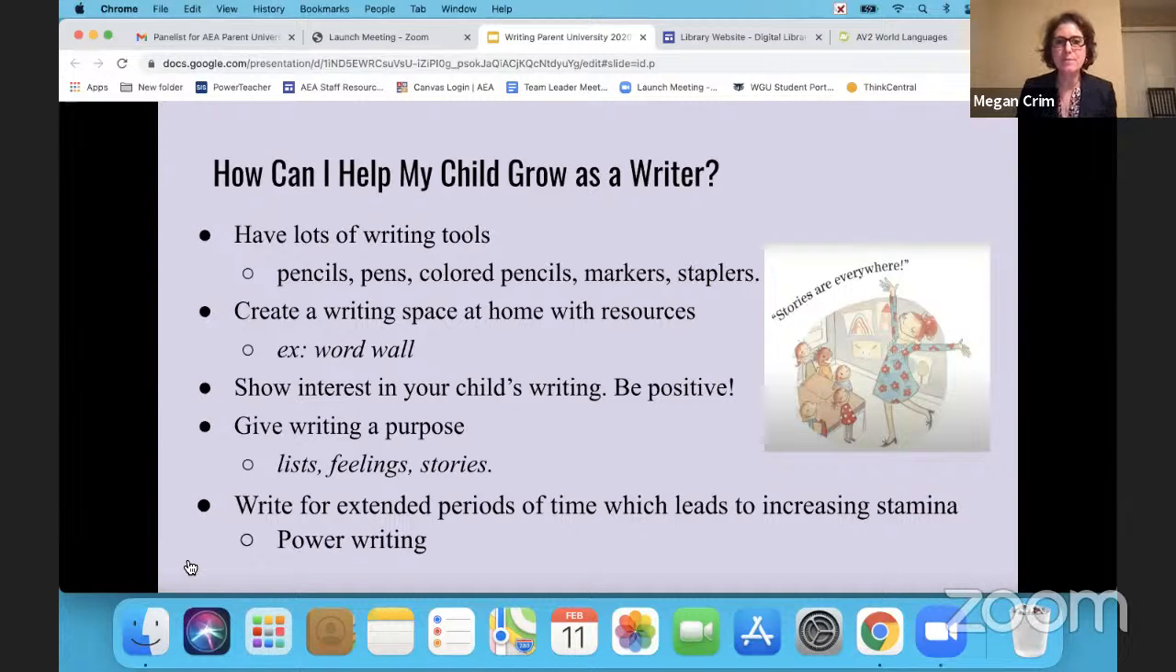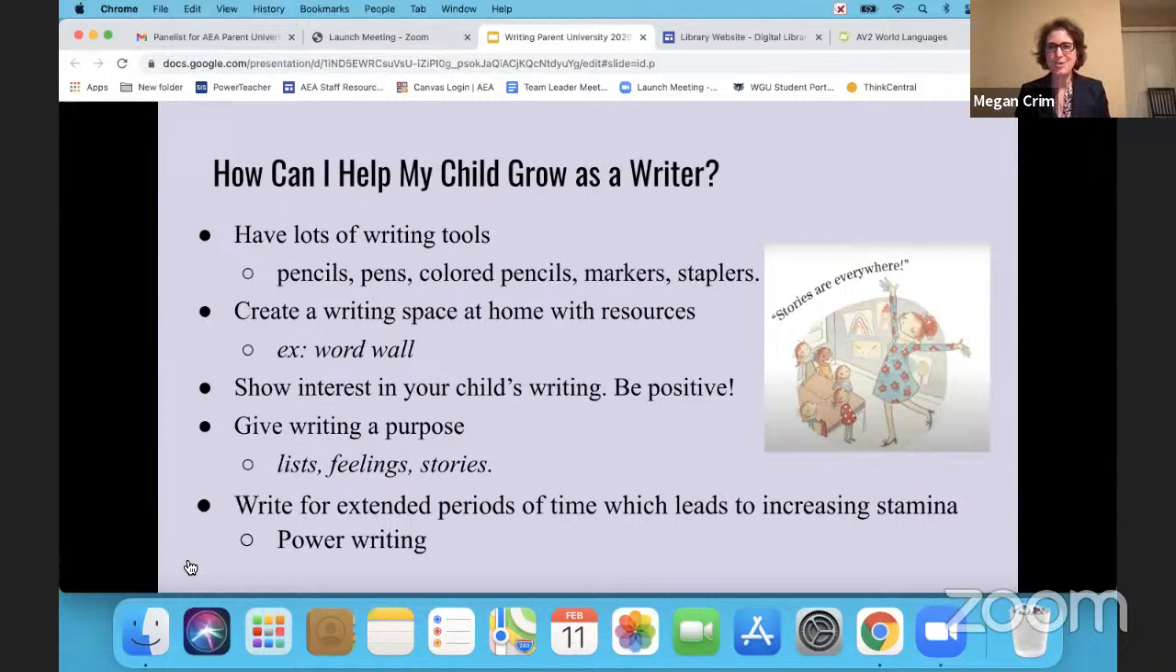Creating a writing space at home with resources. So having a word wall is super valuable to help with getting words on the paper. And I'll show you what that looks like in a minute.